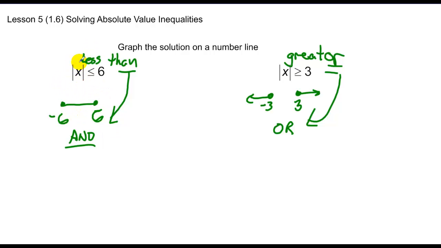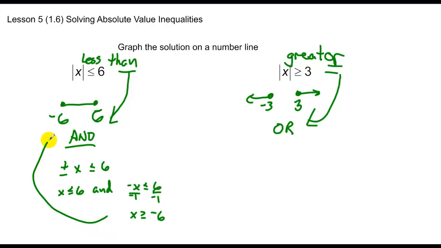Now, mathematically, when we talk about solving these problems, to remove the absolute value, you have to go plus or minus some x is less than or equal to 6. So I have two equations. x is less than or equal to 6, and we just got done saying less than, and -x is less than or equal to 6. So solving this, I divide by -1, and I have x greater than or equal to -6. And if I were to graph that, its graph is right here.